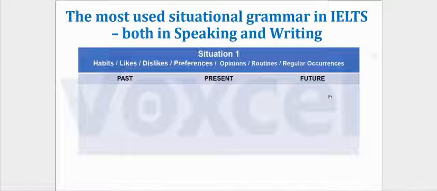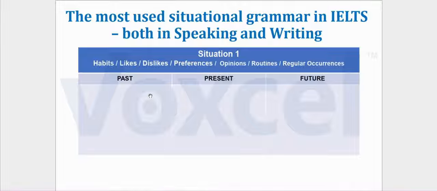Something like that. If you're in part 1 or even in part 3, they are asking about your opinions. Do you think people should do something? If you want to talk about your opinions or these things that I have written here, your habits, likes, dislikes, you will use situation number 1, be it your past, present, or future. I hope I got your interest piqued right now.